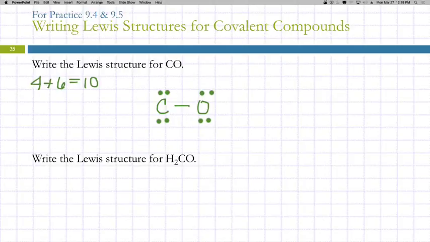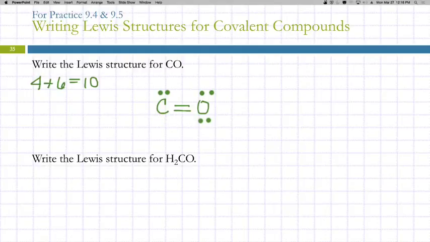Okay, so we don't have enough. That means we need to share more. So what we can do is take a lone pair from one of these atoms and share it. So I'm going to just take this lone pair, erase it, and then put it as a bond. So I still have 2, 4, 6, 8, 10 electrons in my structure. But now this oxygen has 2, 4, 6, 8, and this has an octet, so we're closer. Carbon still doesn't have an octet.